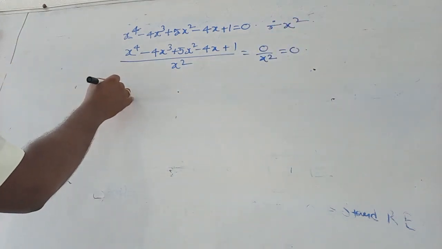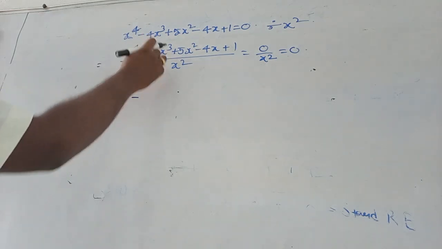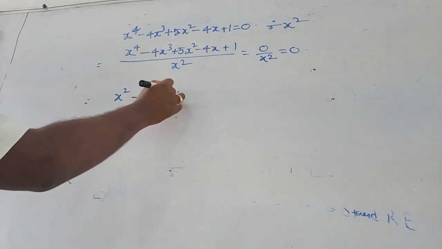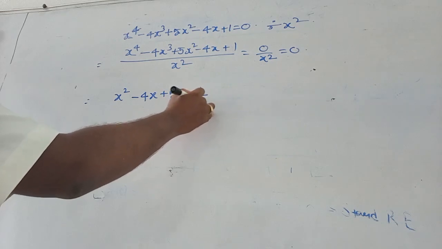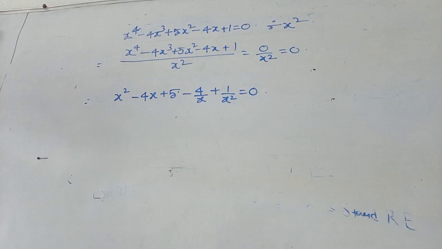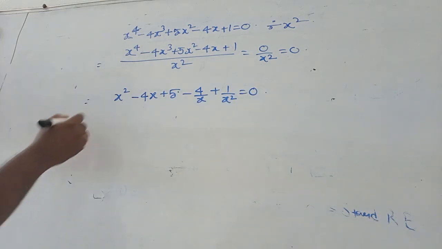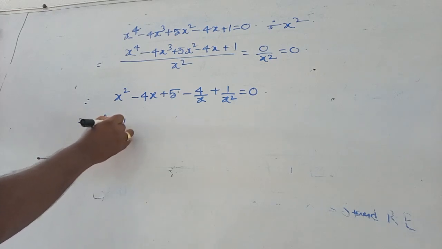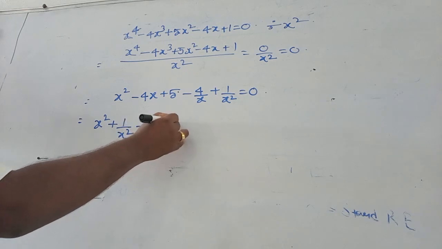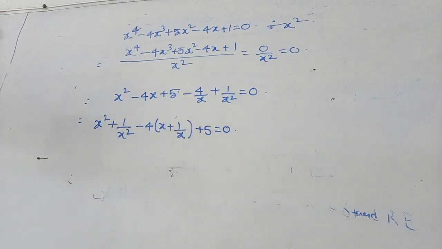Now this will be simplified to x power 4 by x square becomes x square, minus 4x cube by x square becomes minus 4x plus 5, and minus 4 by x plus 1 by x square is equal to 0. Like this we have. Now we will club the terms: x square plus 1 by x square, minus 4 if you take common, x plus 1 by x, plus 5 is equal to 0, my dear students.